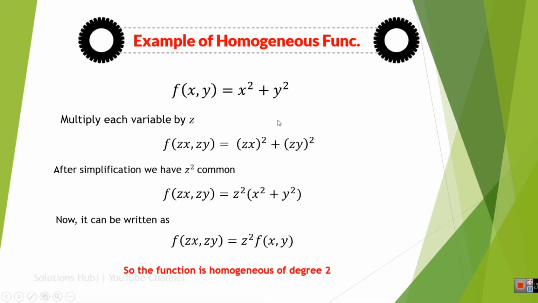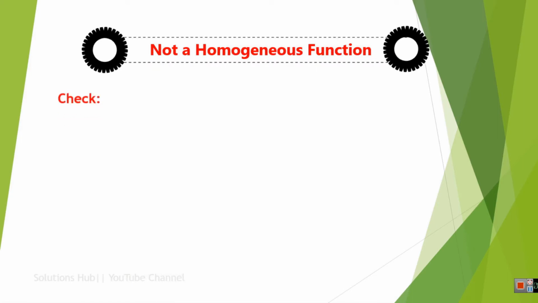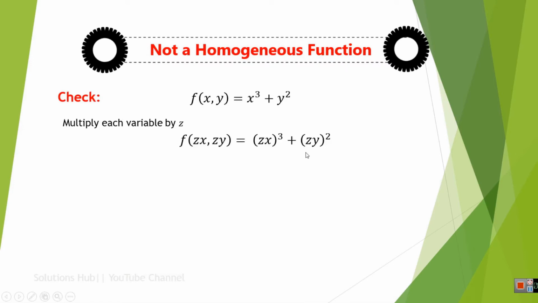Now let's see another example which is not homogeneous. So now we have to check this particular example. It is not a homogeneous function, I already told you, but we are going to check this too. So the very first step is to multiply z with each variable on both sides of the equation. So we have multiplied with z and we will get this.